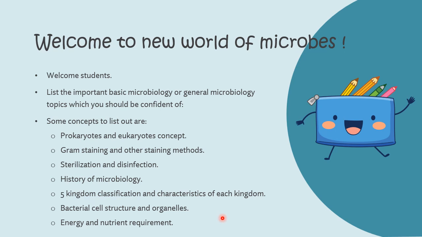Okay, so as you are studying microbiology, it is expected from you that you know characteristics of each kingdom and what is the difference between all five kingdoms. Okay, you should not jumble up everything. Okay, so as a microbiologist or a microbiology student, these are some topics that you should be confident of, right? And you should not make silly mistakes.